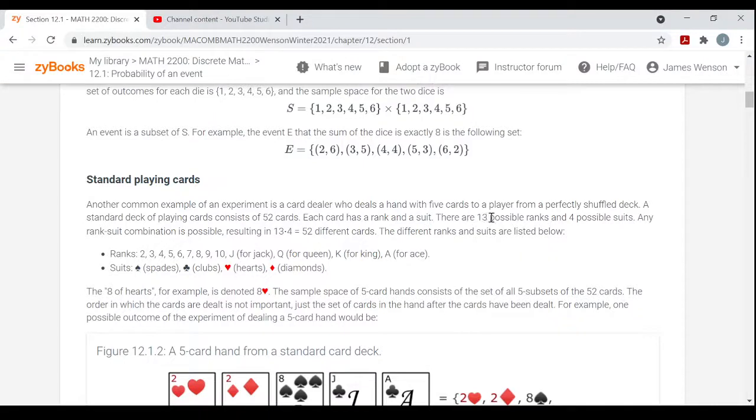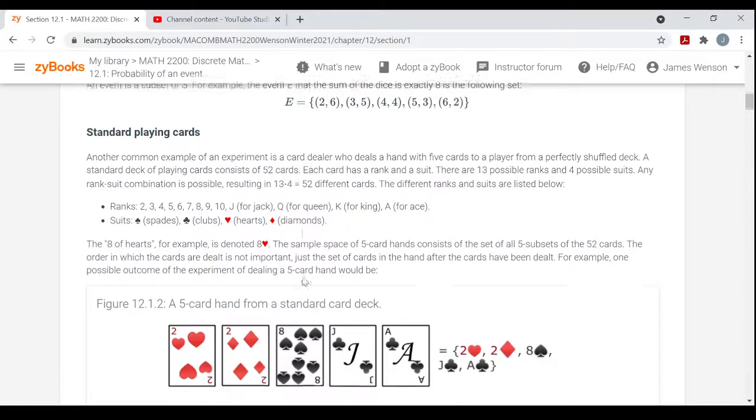There are 13 possible ranks: Ace, 2, 3, 4, 5, 6, 7, 8, 9, 10, Jack, Queen, King. And 4 possible suits: diamonds, hearts, clubs, spades. Any rank-suit combination is possible, resulting in 13 times 4, which is 52 different cards. Those are the ranks, those are the suits.